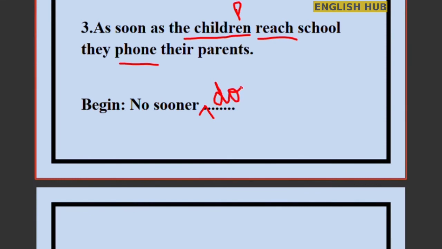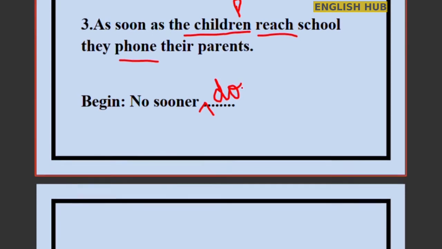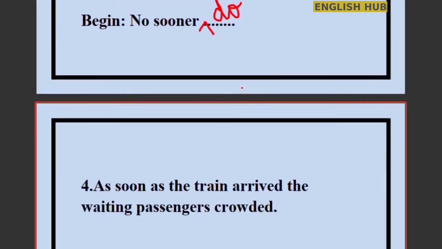So as soon as the children reach school, they phone their parents. What will be the answer? No sooner do the children reach school. With no sooner, what do we use? Than. So no sooner do the children reach school than they phone their parents. Clear? This is the only single kind that can be used over here.